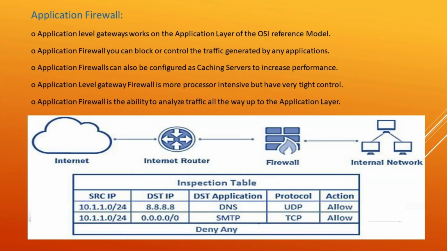Application-level gateways work on the application layer of the OSI reference model. With an application firewall, you can block or control the traffic generated by any application. Application firewalls can also be configured as caching servers to increase performance. An application-level gateway firewall is more processor-intensive but has very tight control. An application firewall has the ability to analyze traffic all the way up to the application layer.